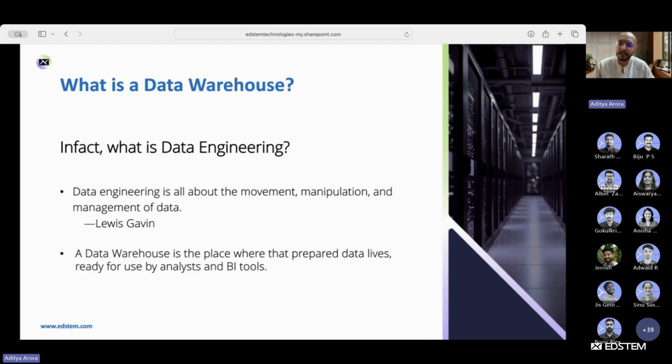And a data warehouse is basically a place where you store that prepared data. So you move it, you manipulate it, and then you manage it within a data warehouse. That's a typical definition, and that's basically it. If you understand these two lines, you don't need to understand anything else with respect to data warehousing itself or what it is.